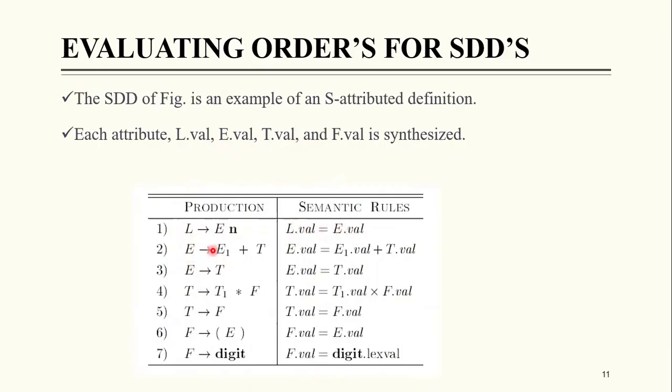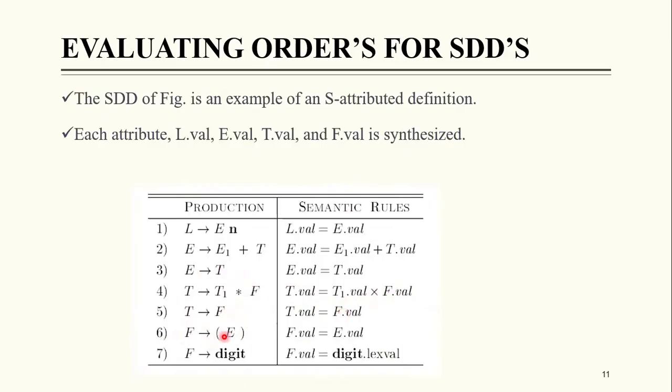Second production, E derives E1 plus T. Its equivalent semantic rule is E.val equals E1.val plus T.val. The third production is E derives T. Its equivalent semantic rule is E.val equals T.val. Next, the fourth production, T derives T1 star F. Its equivalent semantic rule is T.val equals T1.val times F.val. The fifth production, T derives F. Its equivalent semantic rule is T.val equals F.val.